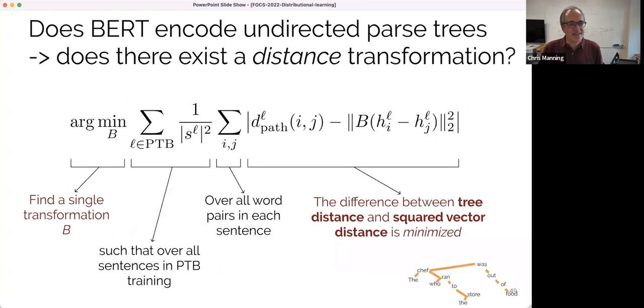Can we find one matrix B with which we can project the representations that are calculated for each word in a transformer in such a way that if we make that projection, we actually then have something that can project to syntax, so that if we then form a minimal spanning tree, it gives us the parse structure of a sentence in terms of grammatical relations? And the surprising thing is that to a high degree we can.